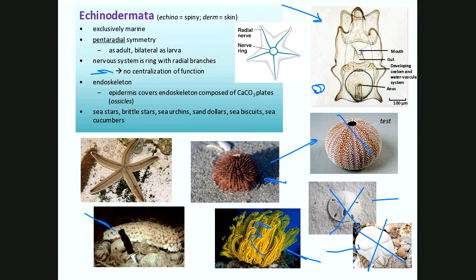Insects had an exoskeleton. They have an endoskeleton with an epidermis that actually covers this endoskeleton, composed of calcium carbonate, plates of calcium carbonate. I got a picture. I'll show you that in just a second. Ossicles, we call them. Again, calcium carbonate, folks, very common substance used by organisms in the sea. All right, sea stars, brittle stars, sea urchins, sand dollars, sea biscuits, and then sea cucumbers fit in this group. Let's take a look at the sea star a little bit closer.